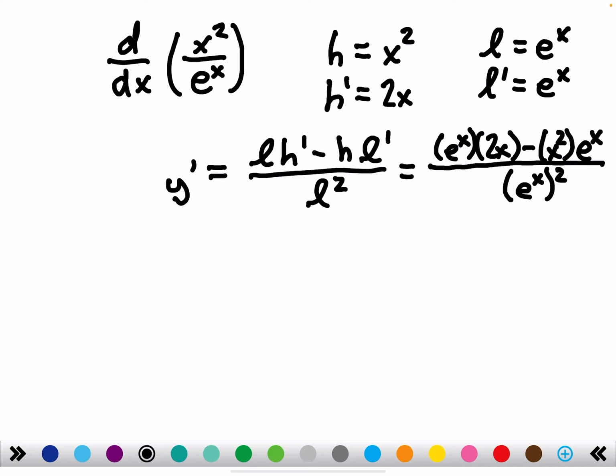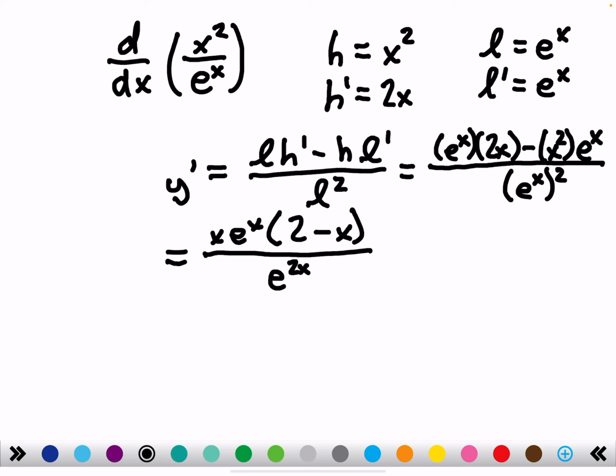Notice in the numerator that we have a common factor of x times e to the x, and that would be in parentheses 2 minus x. Over e to the x quantity squared, which is e to the 2x. You just multiply the exponents. X times 2 is 2x.